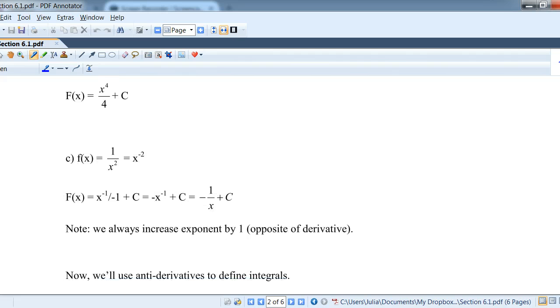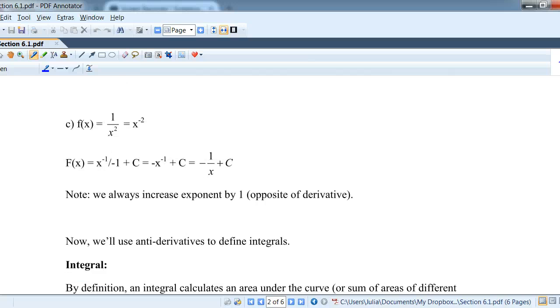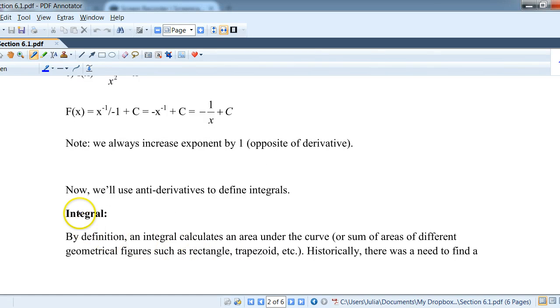And now let's use antiderivatives to define integrals. And that's what we're going to use from now on. So the idea of derivative was rate of change, how something is changing. But on the other hand, the idea of the integral, by definition, is that it calculates an area under the curve.